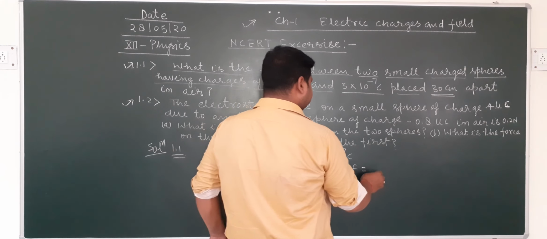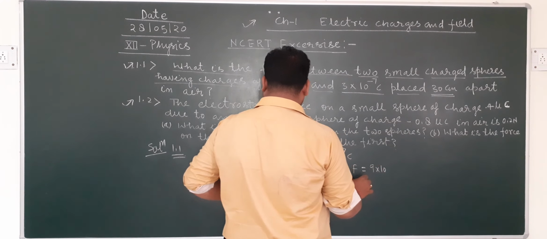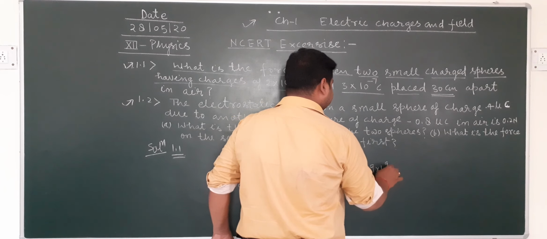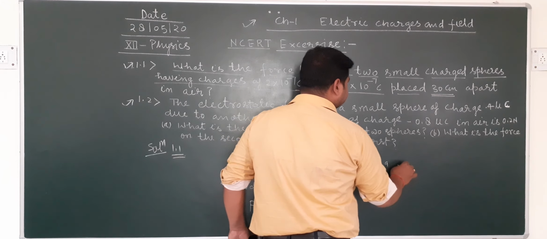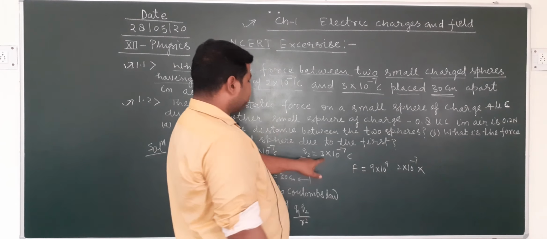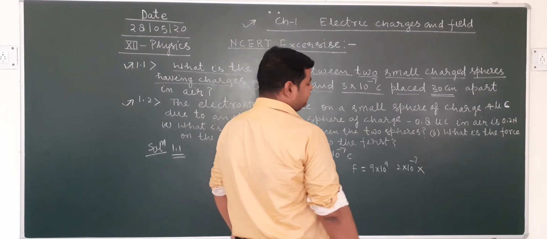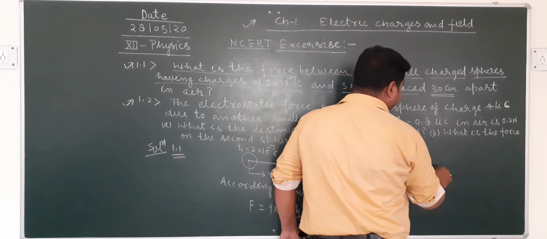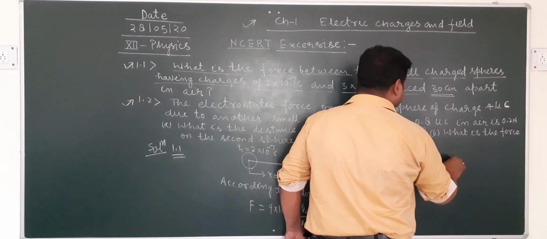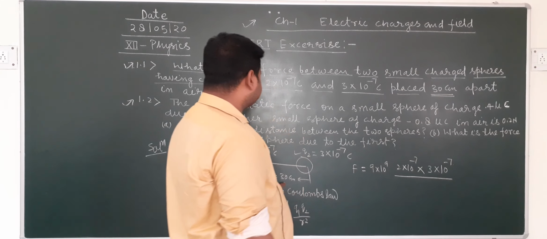So 9, Q1 is given as 2 × 10^-7. So here we write 2 × 10^-7 multiplied by 3. Q2 is given as 3 × 10^-7 coulomb, so here we write 3 × 10^-7, and the distance is given as 30 centimeter.